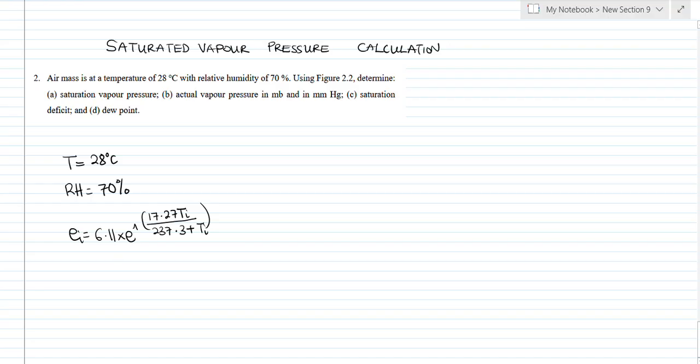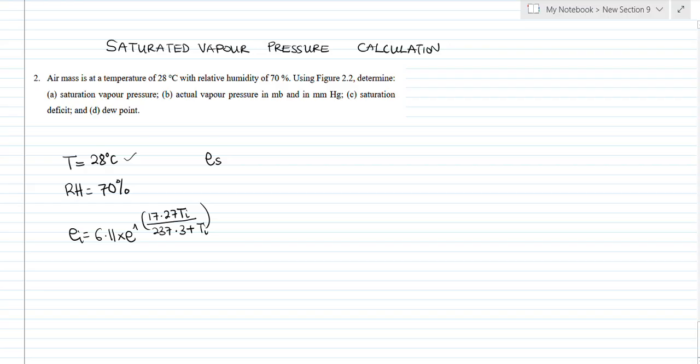So the saturated vapor pressure, we are supposed to find it in millibar and millimeters mercury, and the actual vapor pressure in the same units. Then we are supposed to find the saturation deficit and the dew point temperature. Now, what can we find? With air temperature, we can find the saturated vapor pressure, right? Remember the relation: normal air temperature will give you saturated vapor pressure, and dew point temperature will give you actual vapor pressure. You get it?